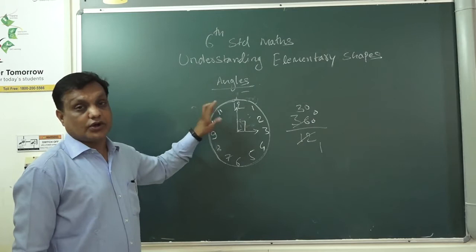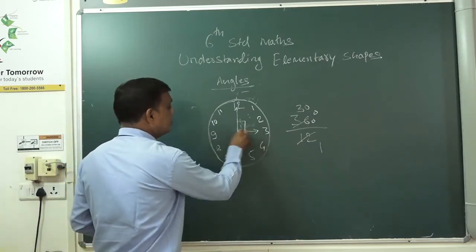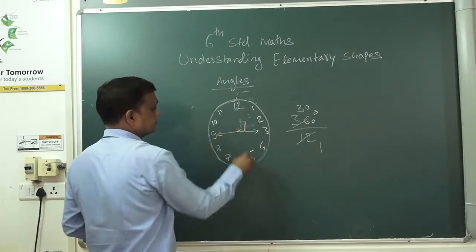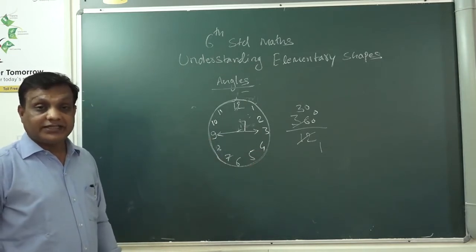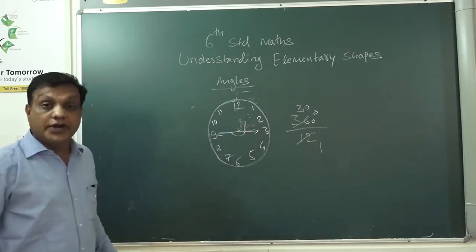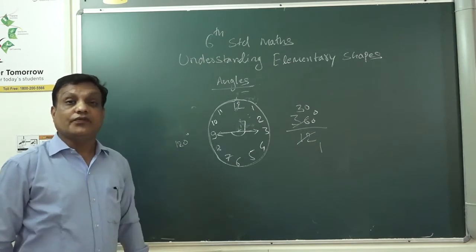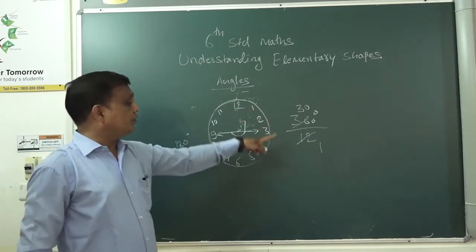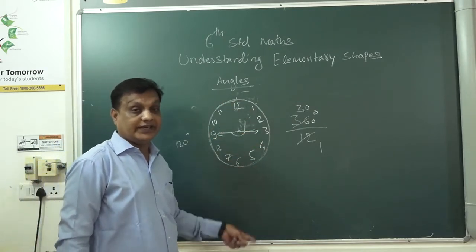In a clock, if I ask you, when you cross from 3 to 9, which angle is it? If you see the line is straight, so it is a straight angle. How many degrees do you cross? 180 degrees. Or you can also say half revolution of a clock, or half revolution of the circle. So in this way, with the help of the clock, you can find the degree.